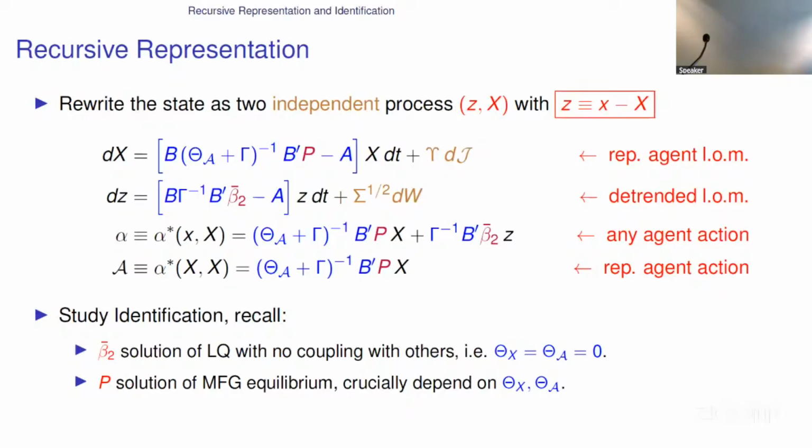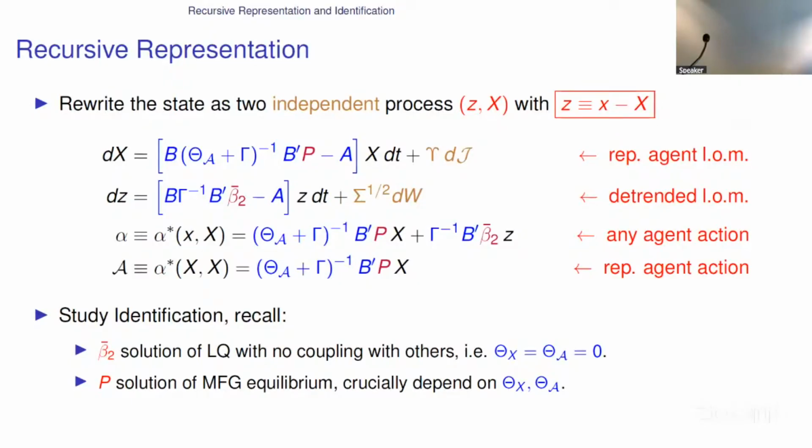Notice that if you subtract your alpha from capital alpha, you get rid of these terms and you get these actions, which are the ones from a model without coupling, without interactions. And also the dynamics of your Z, which is your X minus the average, are just the dynamics without coupling.